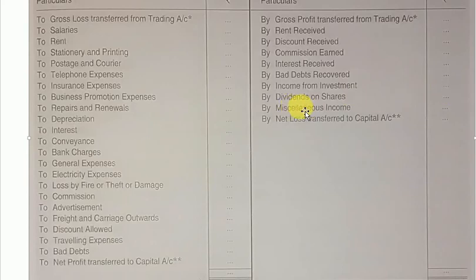And by miscellaneous income, it means any other incomes which we have not known or which are not recorded elsewhere. So if any miscellaneous income is found, that will also be recorded on the credit side of the profit and loss account.